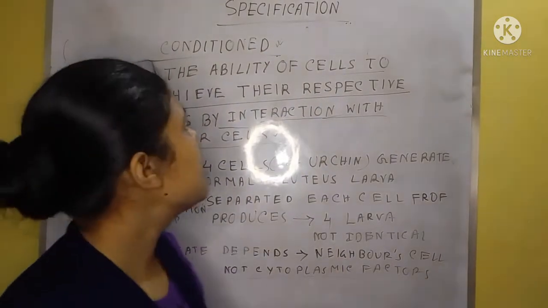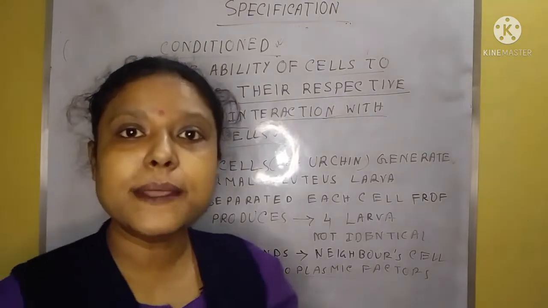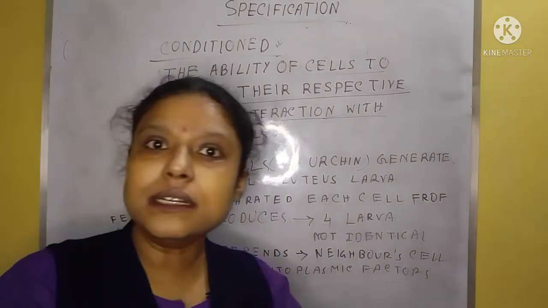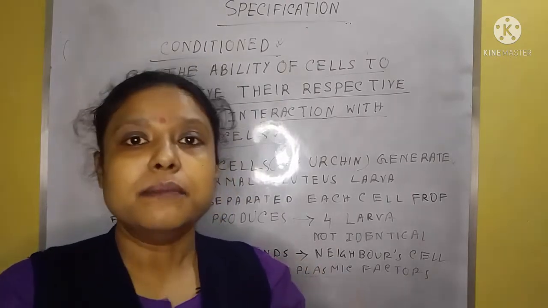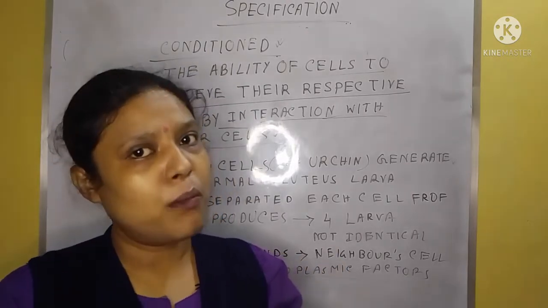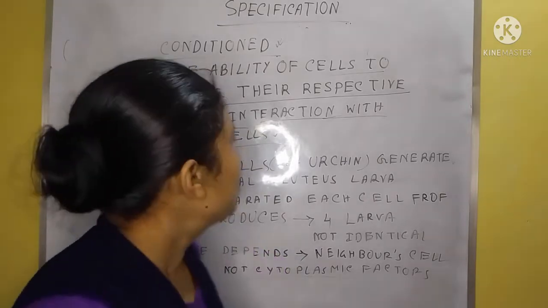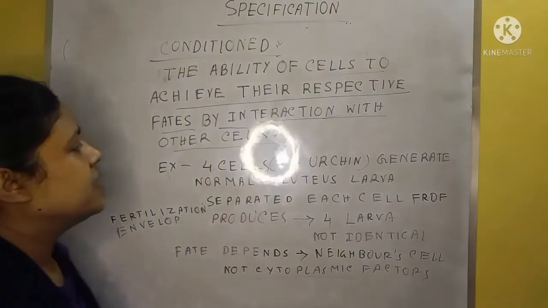Neighbor cells, because they trigger the particular type of cell to produce the particular type of tissue or cell. Okay, so this is the conditioned specification.